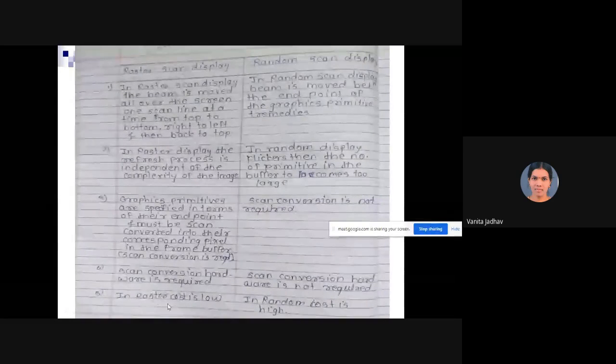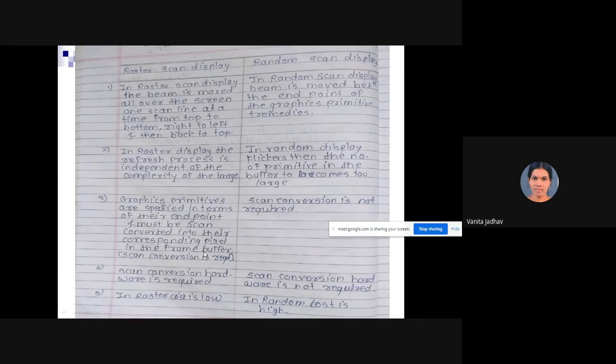Next, in raster, cost is low. Just now in the advantages, we discussed how the raster cost is low. In raster, cost is low, and in random, cost is high. In random scan display, the implementation part is somewhat complex and hard, and that's why cost is high. In case of raster, implementation is very easy, so cost is low. So, got a clear idea about these five differences?